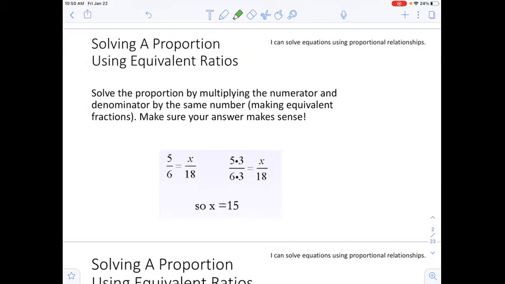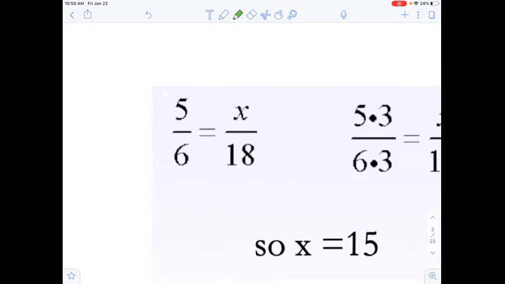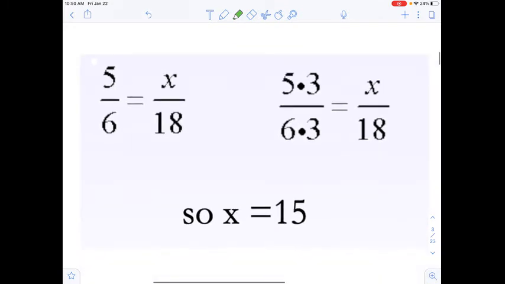So to practice solving a proportion using equivalent ratios, at the top of your notes, it says solve the proportion by multiplying the numerator and the denominator by the same number, making equivalent fractions. So make sure your answer makes sense. In your notes, you could write down 5/6 equals x over 18. We know this is proportional. We just got to figure out what x is to make this proportional.